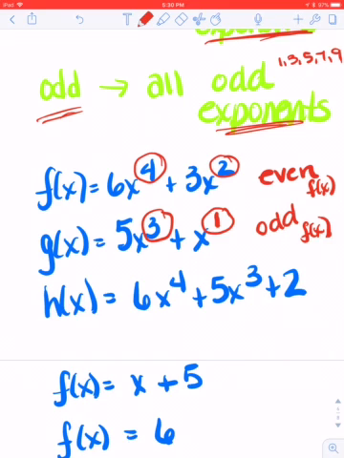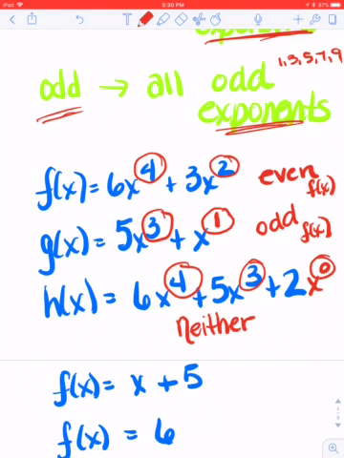Okay, now if I go to h of x, it's 6x to the 4th plus 5x to the 3rd plus 2. So there's a couple things. That plus 2 on the end doesn't have any variable or exponent with it. So if it's just a plain number, you add x to the 0. Once I add that, I need to look at all of these exponents. So I have 4 and 0, which are even, 3, which is odd, so it's a mixture of evens and odds. If you have a mixture, it is neither. Remember, it has to have either all odds or all evens. It can't be mixed.